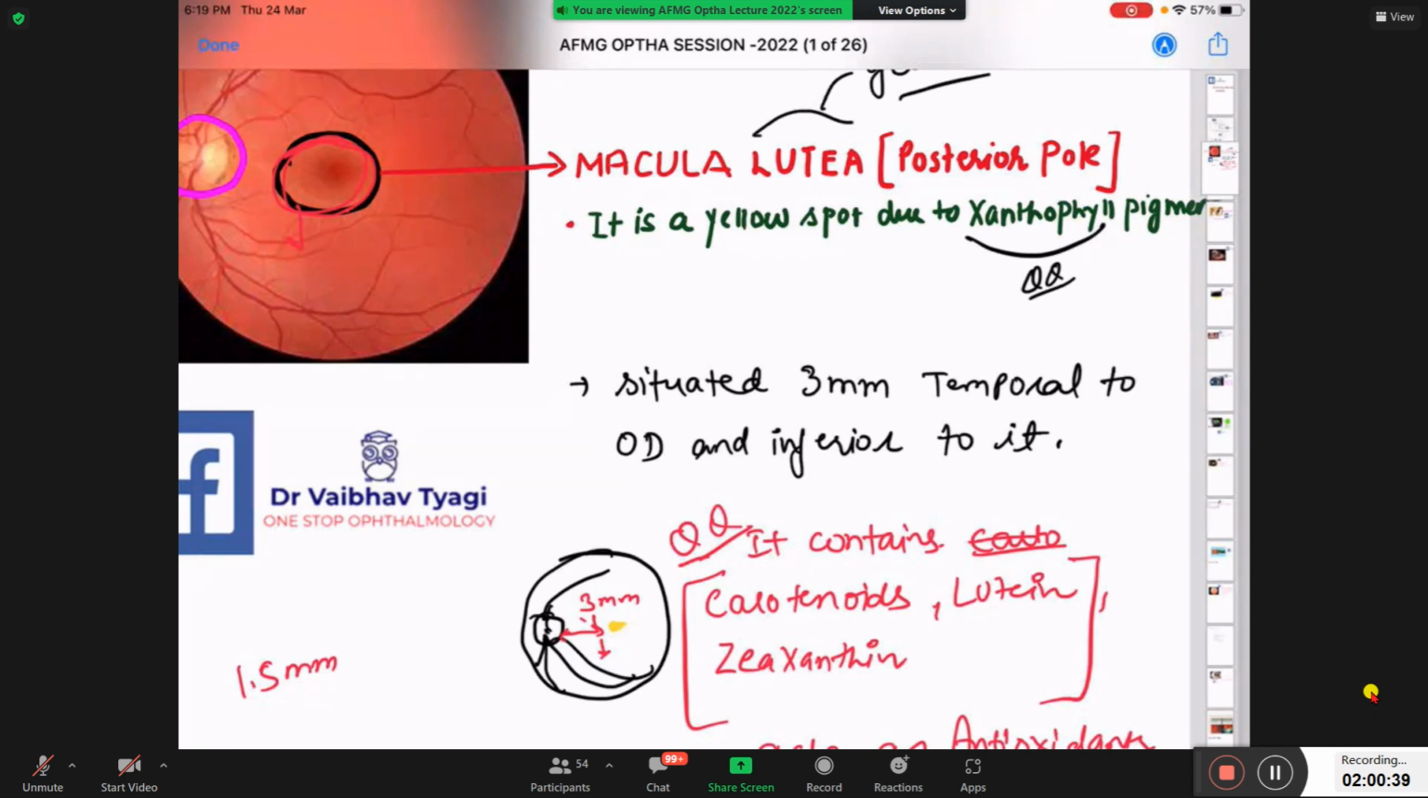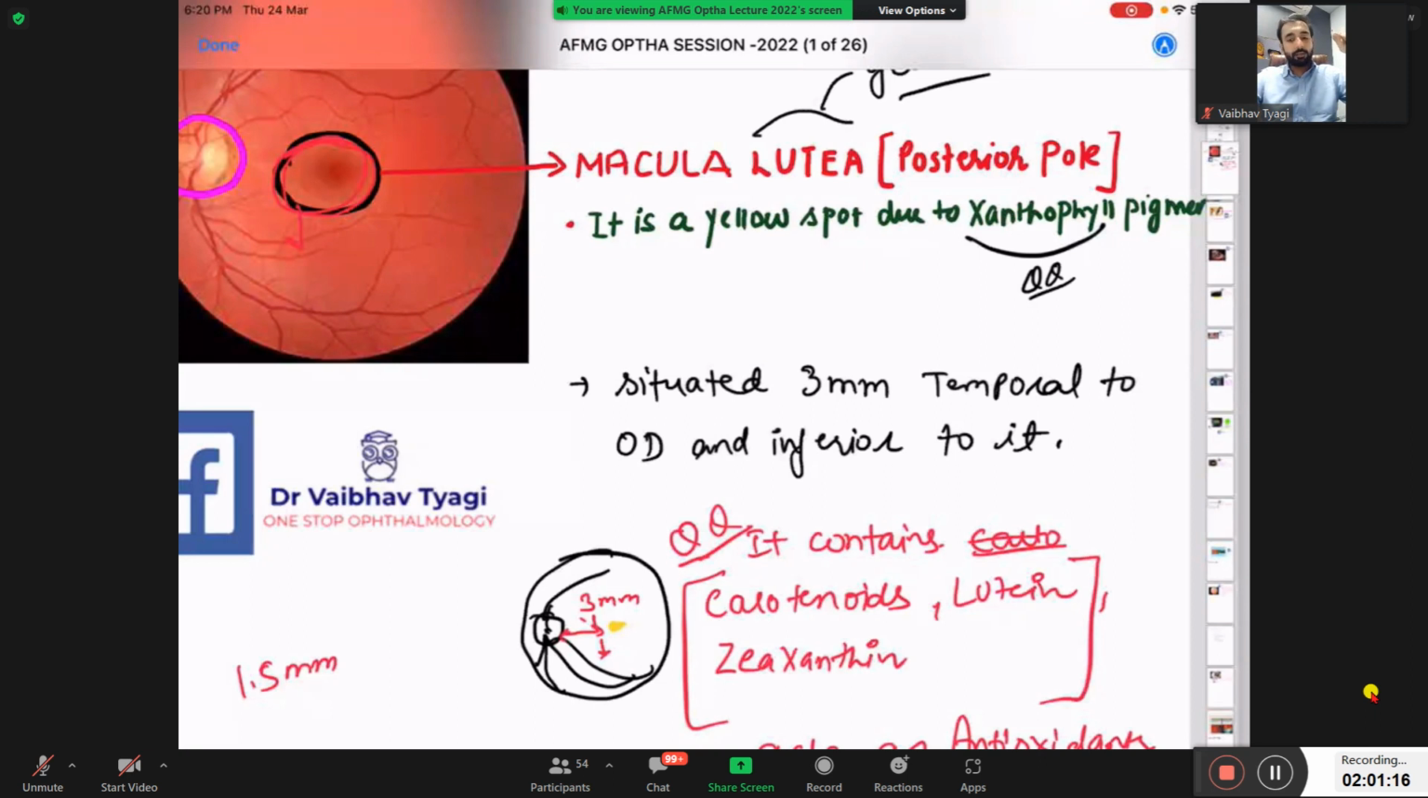Now, if they ask you what is the normal location of the macula lutea, it is always and always temporal to the optic disc. It is not nasal to the optic disc, not superior, not inferior. And how much temporal? 3 millimeter. It is 3 millimeter temporal to the optic disc and slightly inferior to it. Right? And what is the diameter of the macula lutea? It is 5.5 millimeter.